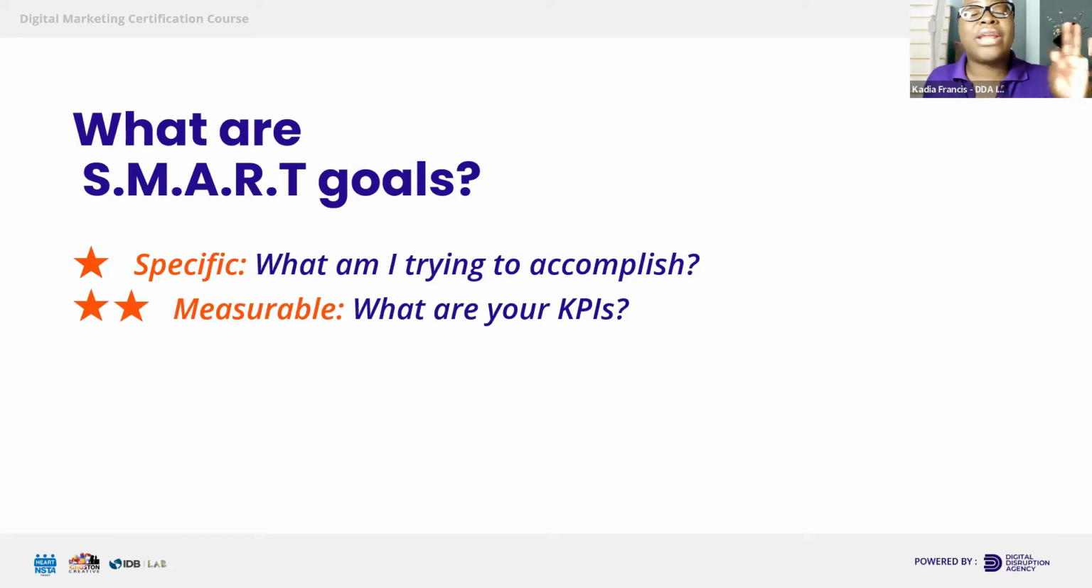Measurable. What are your KPIs? What are your metrics? And later on, we're going to look at the difference between KPIs and metrics. KPIs is really the business goal, in terms of your digital marketing strategy, and the metrics is how you're going to measure that. So say, for instance, I say I want to lose the 50 pounds. Okay, how am I going to know if I've lost 50 pounds? Well, I'm going to weigh myself, I'm going to use this particular scale.